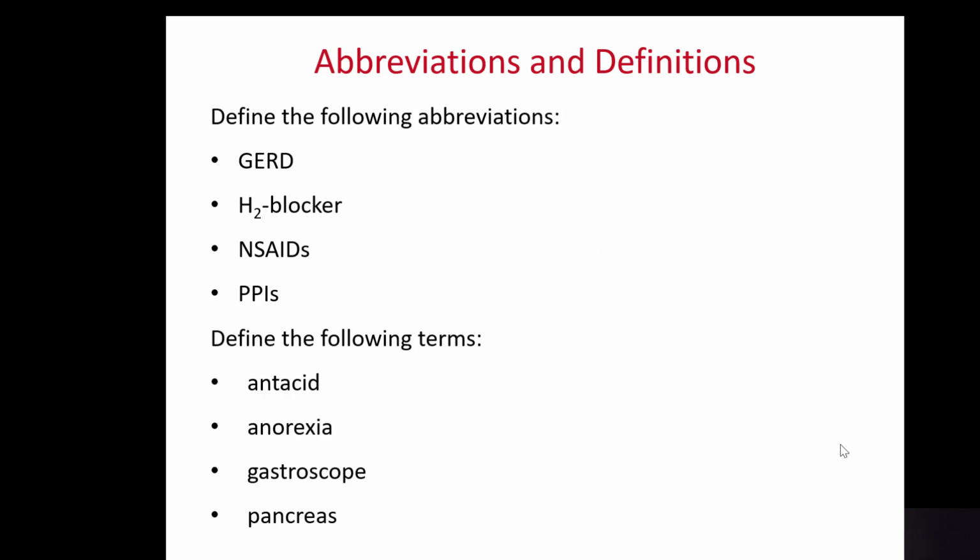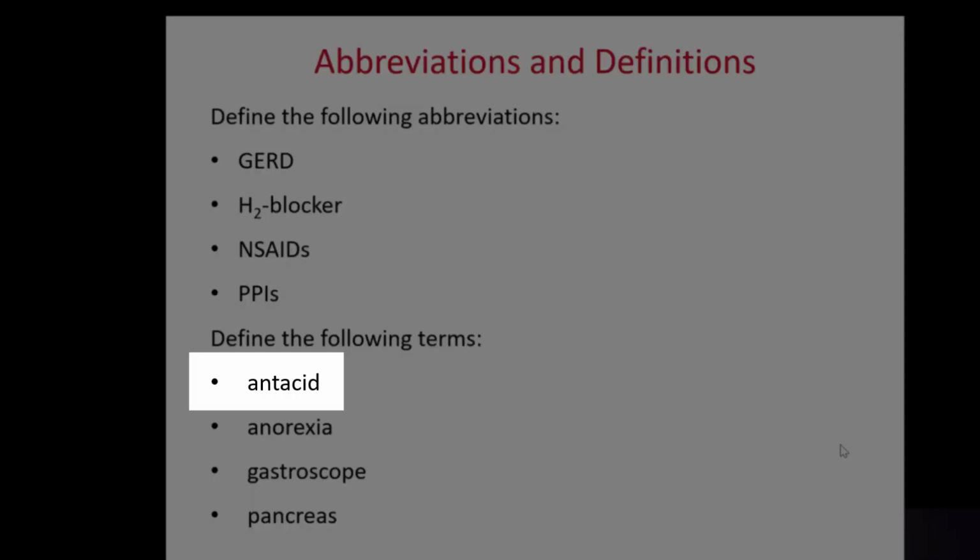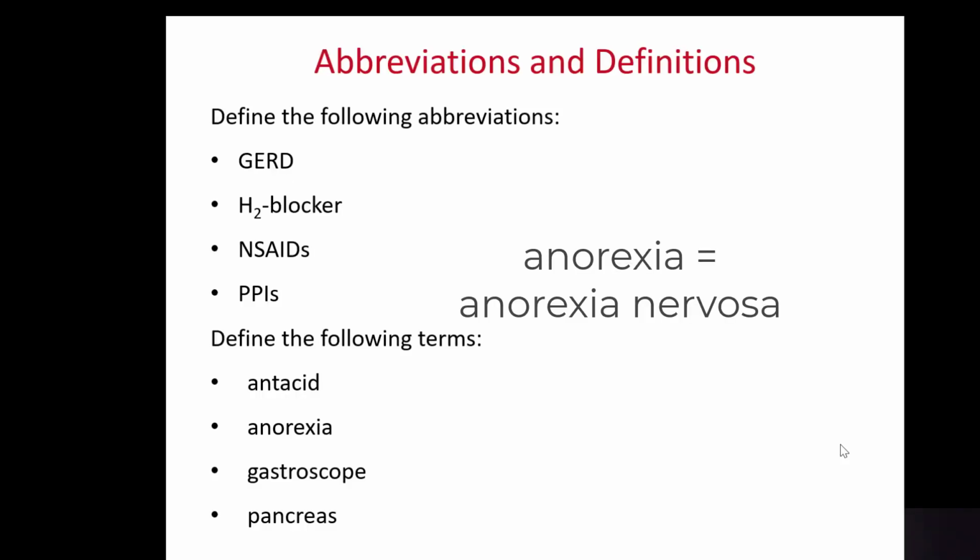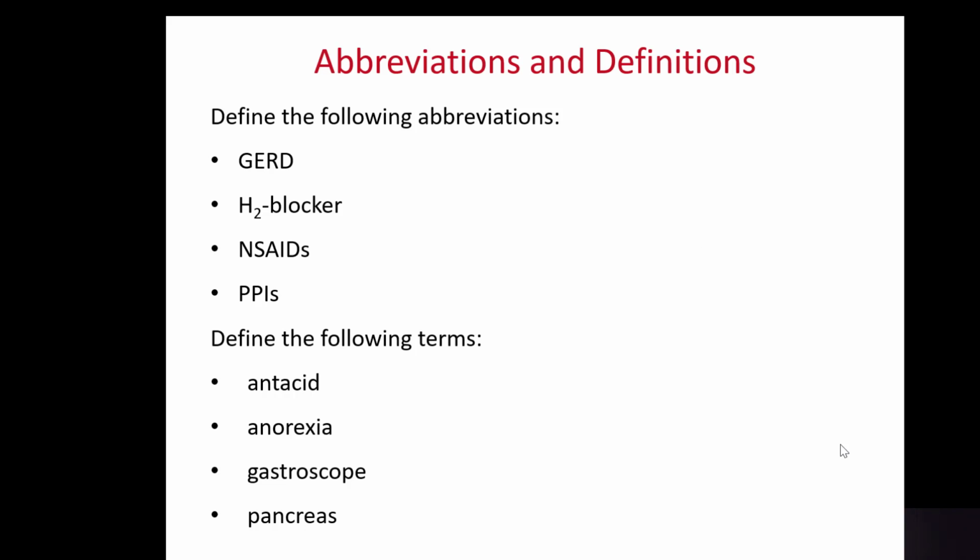And then define the following terms. Antacids. Antacids are drugs that reduce the amount of acid in the stomach. Anorexia, I just gave you this term. This one means loss of appetite. Don't confuse anorexia with the condition anorexia nervosa. That's a medical condition. Anorexia, the medical term, simply means loss of appetite.